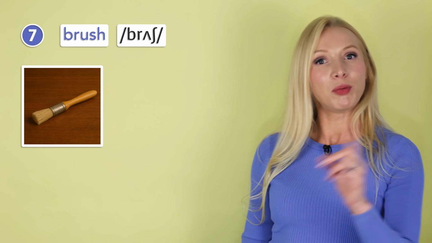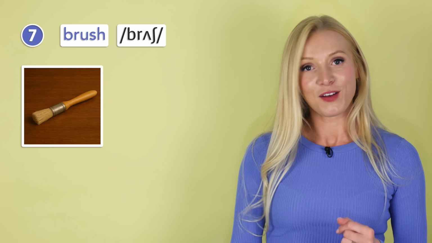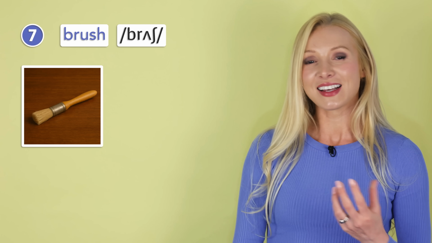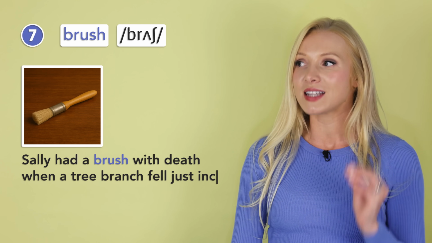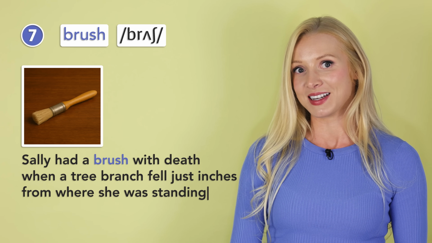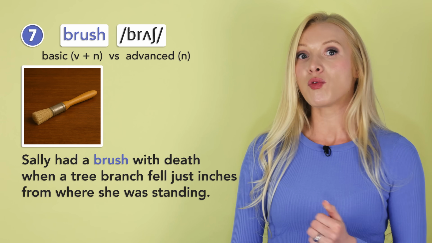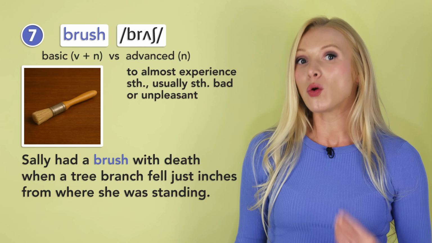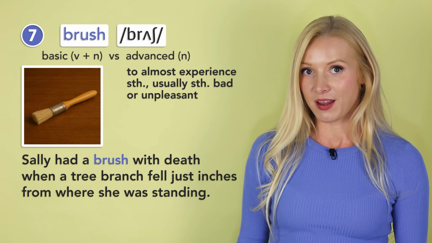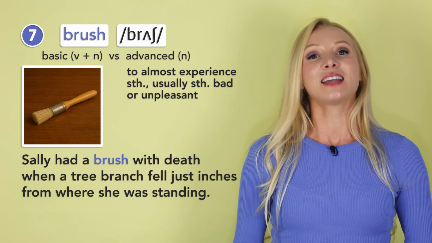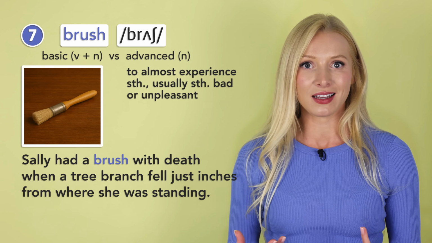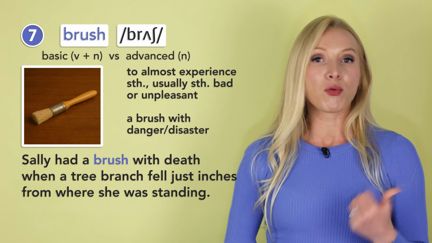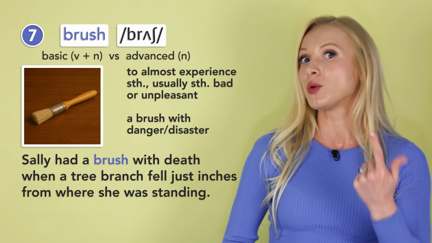Number 7, this is a brush. But do you know a more advanced meaning of this word? Here's an example. Sally had a brush with death when a tree branch fell just inches from where she was standing. We use the phrase a brush with something to say that we almost experienced something, usually something bad. Sally had a brush with death means that she nearly died. We often talk about a brush with danger or a brush with disaster.